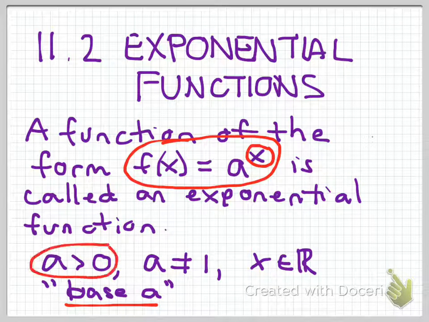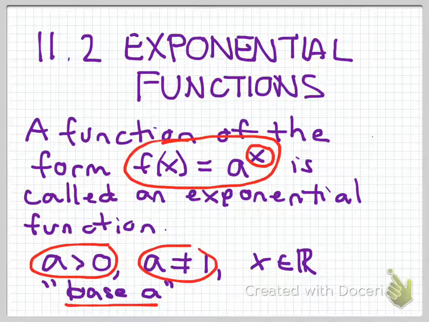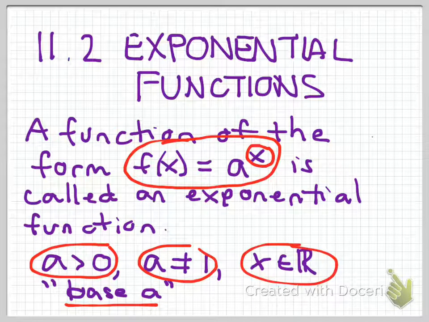And just a couple of restrictions here. A has to be greater than 0. A can't equal 1 for some obvious reasons. If a equals 0, then we have 0 being raised to powers, and that's no fun. And a can't equal 1 because that's no fun either. And also x is going to be any real number we like. So some restrictions, but most of them should make sense if we go through the problems.